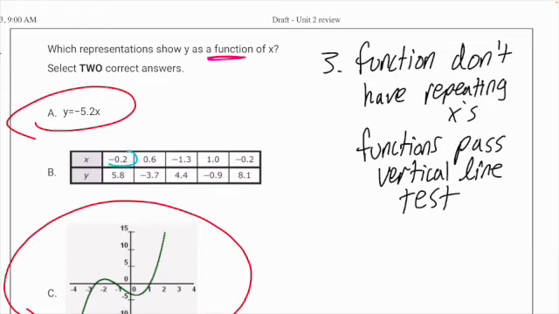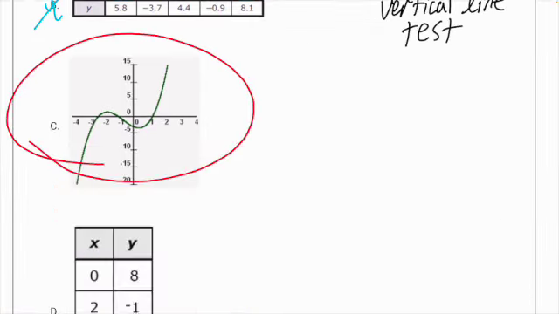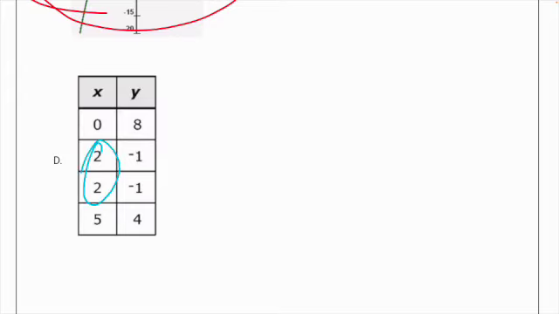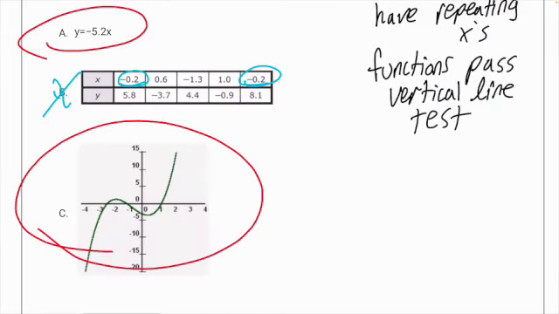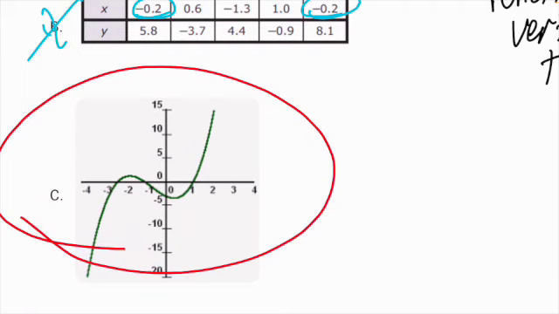Guys, taking a look at this first one here, notice we have -2 and -2. I think that is repeating x's. Those x's do repeat. Therefore, B is not an option. If I continue down here, notice I have another pair of 2's. These pair of 2's are repeating, so therefore it is not an option. My vertical line test, if I make a vertical line on this graph right here, it only passes through once. Here's my other vertical line, it only passes through once. So C is a pretty good candidate here.